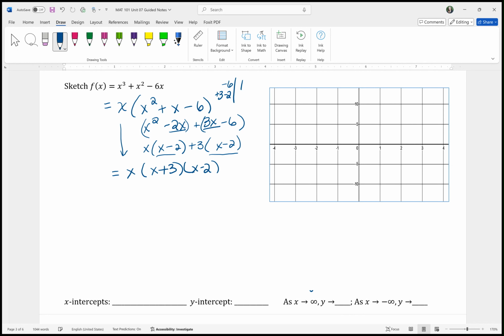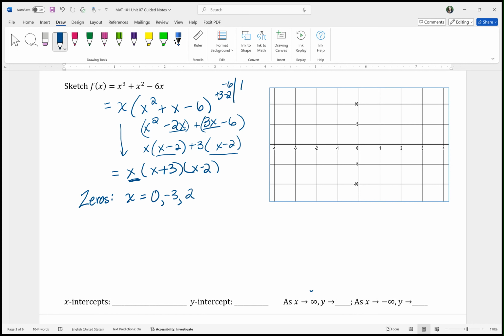Okay, so from here, let's do our zeros. So our zeros will be, I'm not going to go through the process of setting each one equal to 0. Let's see if we can just do this without doing that. So our zeros are going to be the x values. Remember, if you set x equal to 0, that's 0. X plus 3 equals 0 gives you negative 3. And x minus 2 set equal to 0 is 2. So those are our zeros.